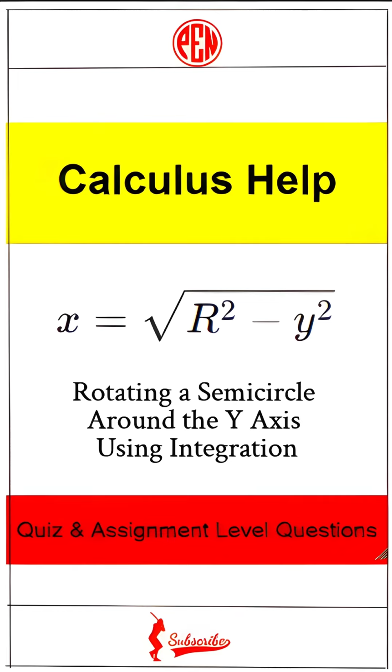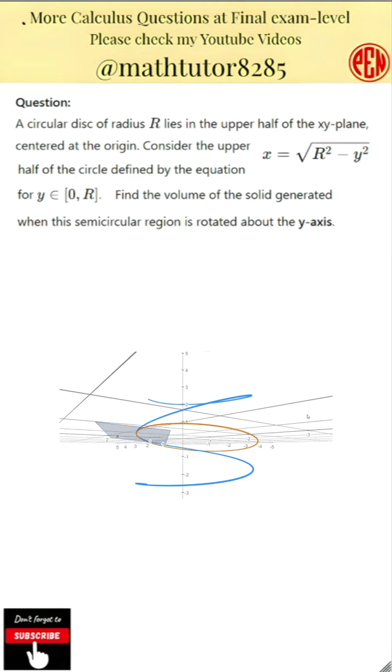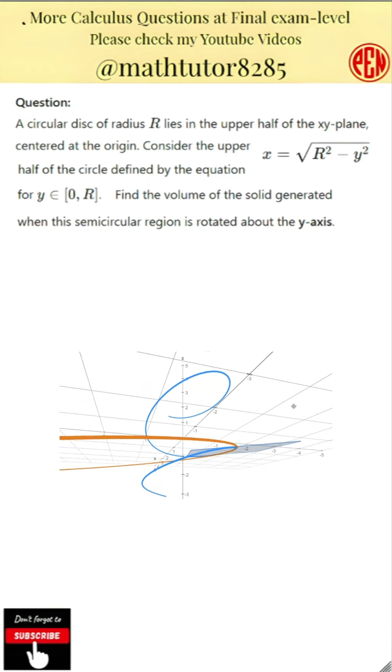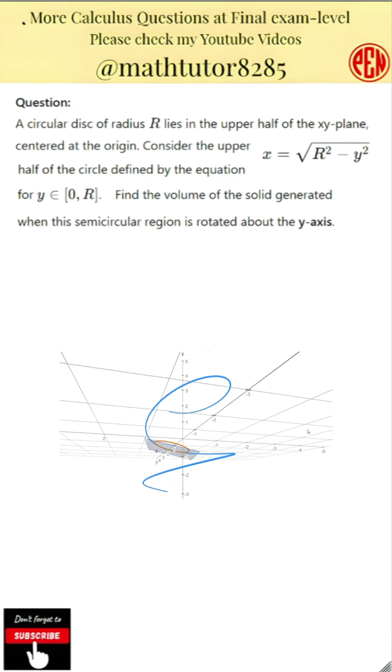This problem is to find the volume of a hemisphere by rotation. A circular disk with radius capital R lies in the upper half of the xy plane and is centered at the origin. Consider the upper half of the circle described by the equation x equals the square root of capital R squared minus y squared, where y ranges from 0 to capital R. Find the volume of the solid formed when this semicircular region is rotated around the y-axis.